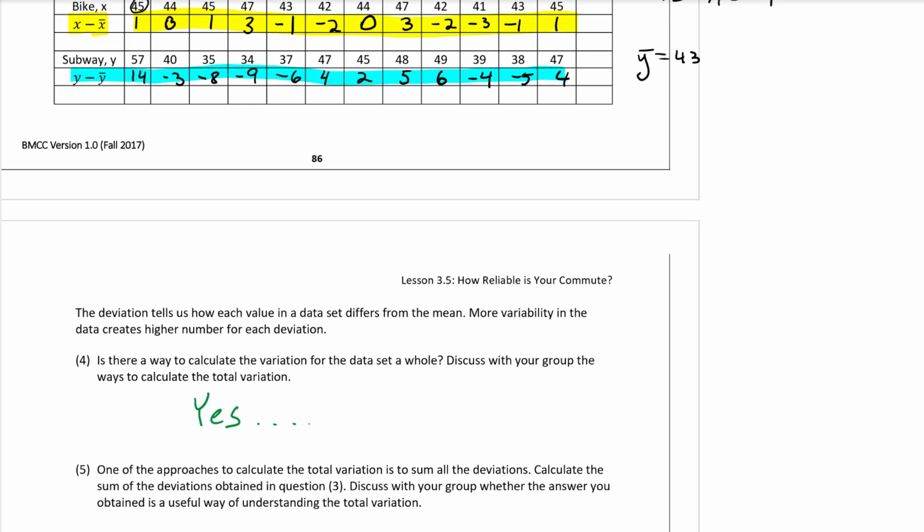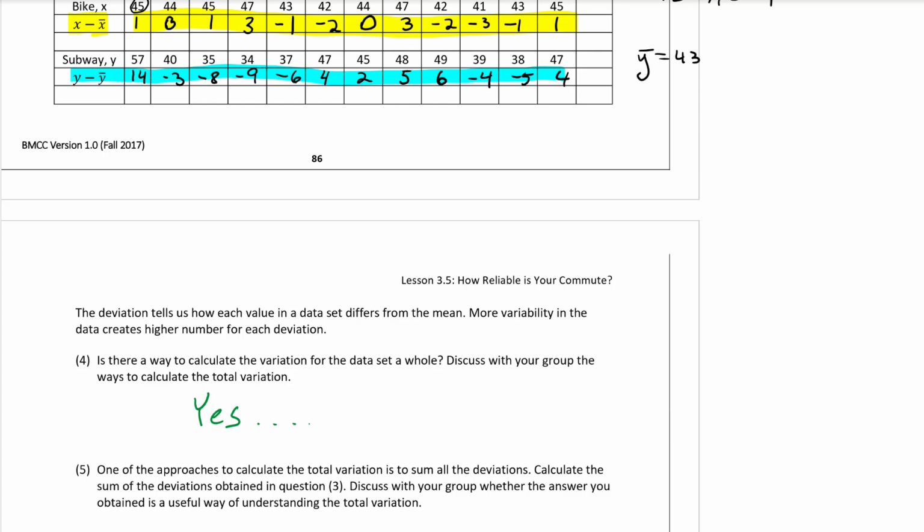So question number 5. One of the approaches to calculate the total variation is to sum up all the deviations. So calculate the sum of everything that's highlighted yellow, just add them up. Minus means subtraction. If there's no minus, then you add it, put them together, and get an answer. Then think about what you got. Is that useful information? I'll give you a moment. So add them up. What do you get?